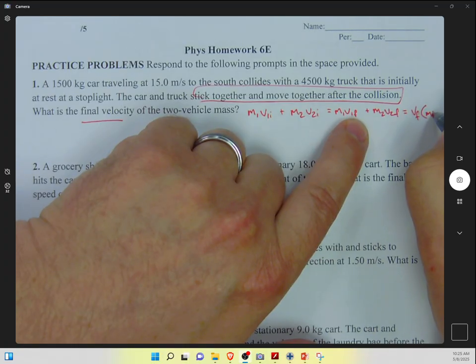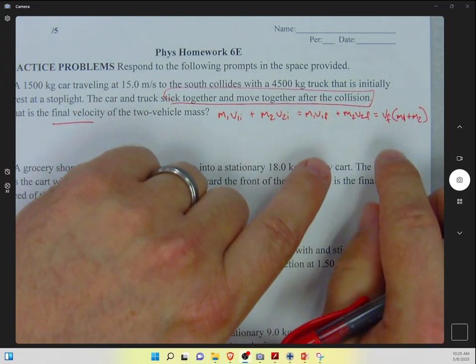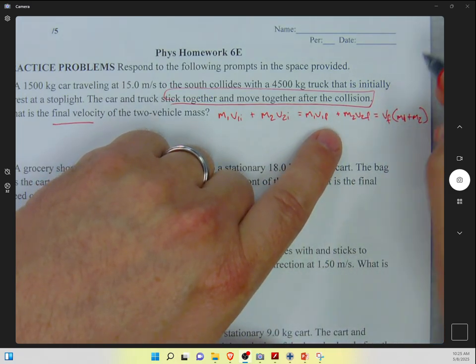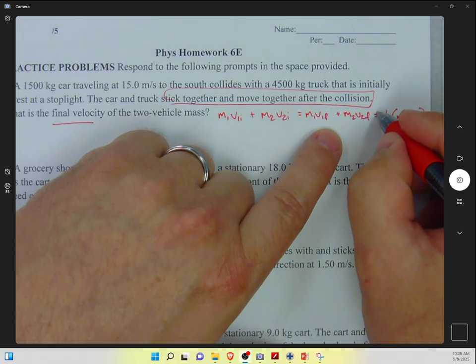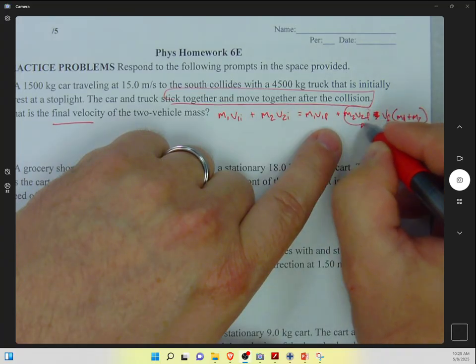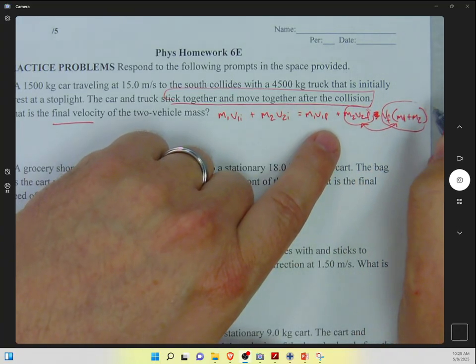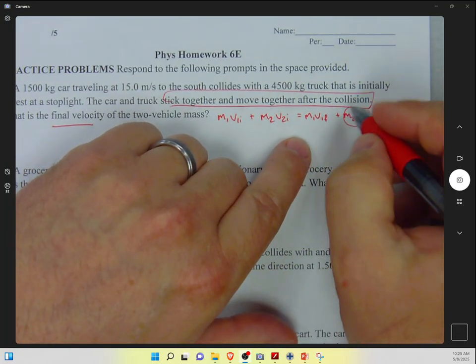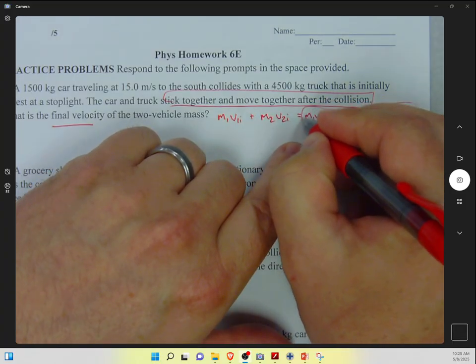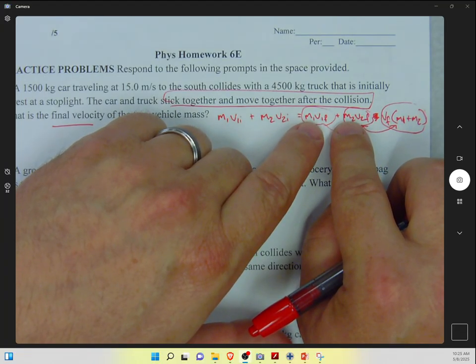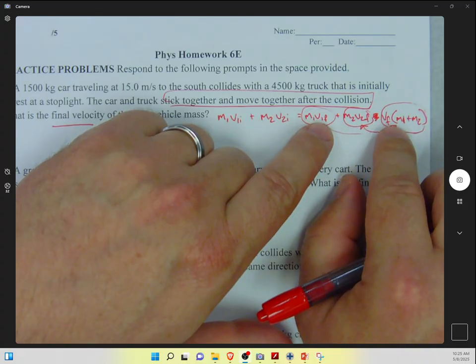Well, that's not initial, that should just be 1. M2. Okay, and so I guess this is not the correct way to write it. These two things are equal. Gosh darn it. And so for both of these, for M1 and M2, I've factored out the final velocity, right?